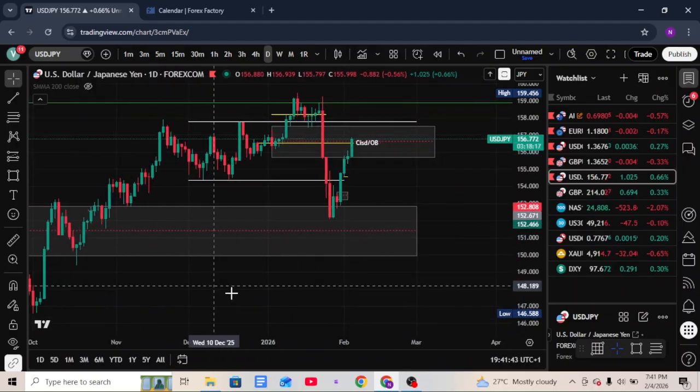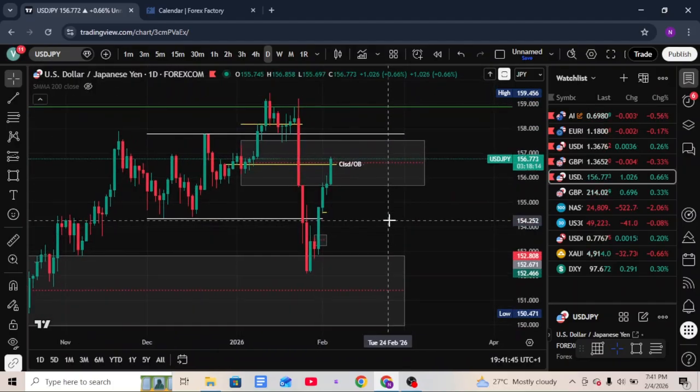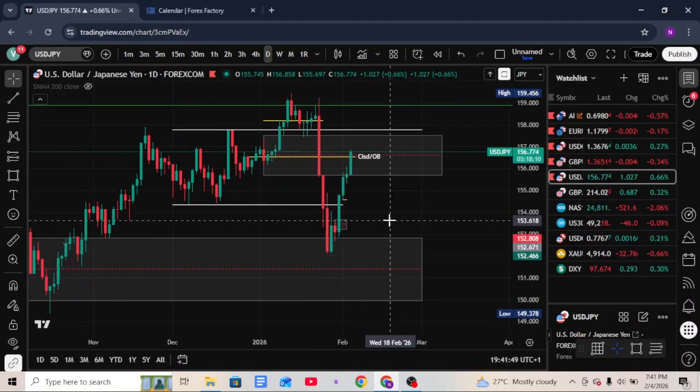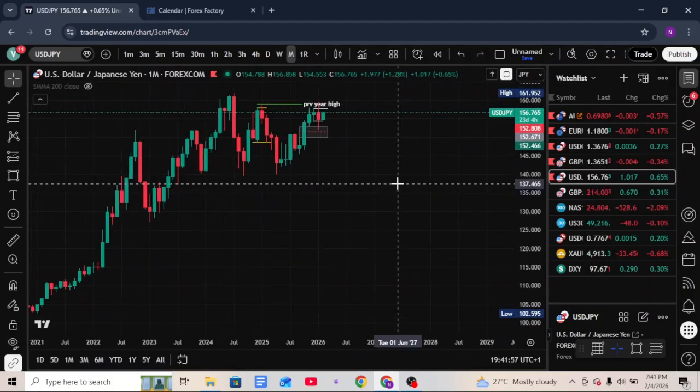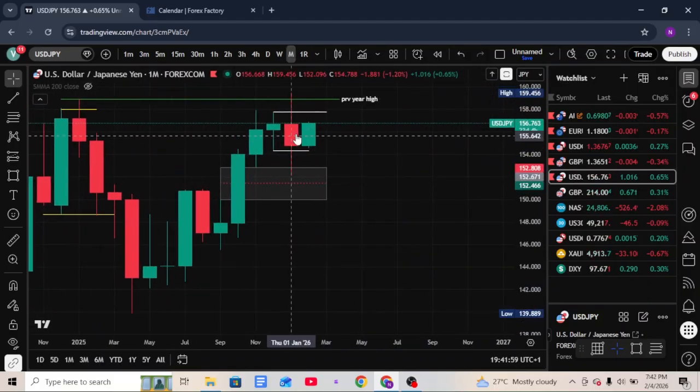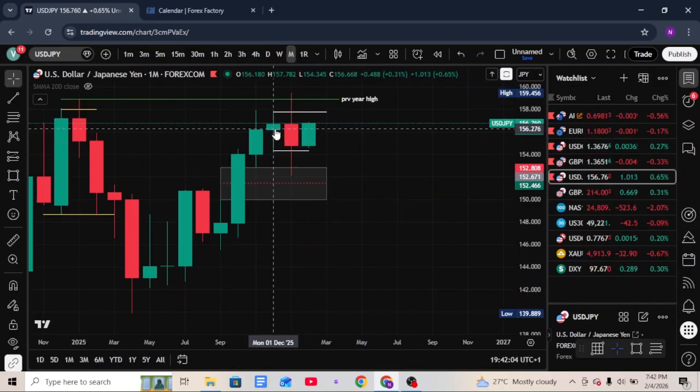This is the fair value gap. Are you seeing any change of delivery happening on the daily? No. Now, look at the one that happened on the month on the other side. Took out the previous year high. Did not just take out the previous year high. The previous month closed back into its range, took it out, closed back into the range. Which is this candle.